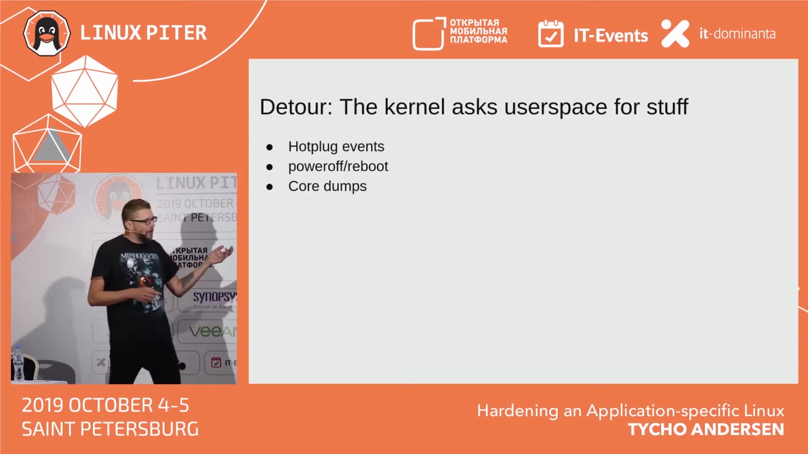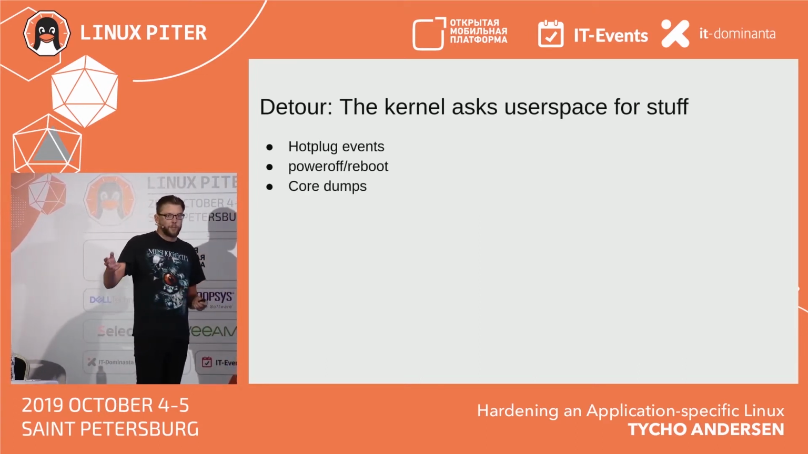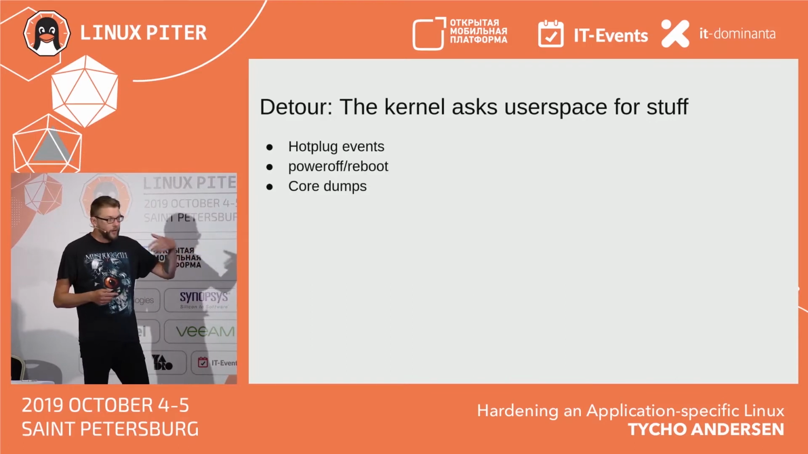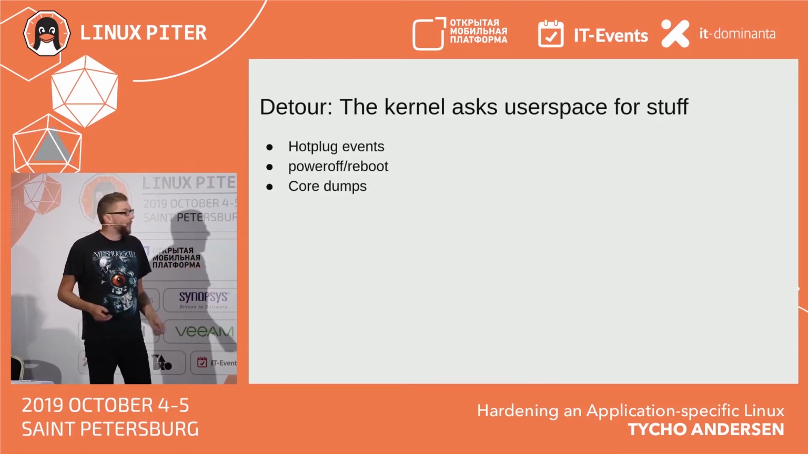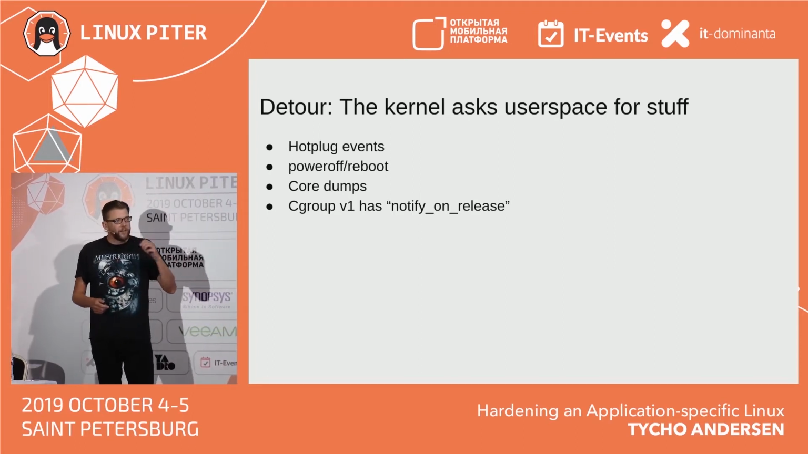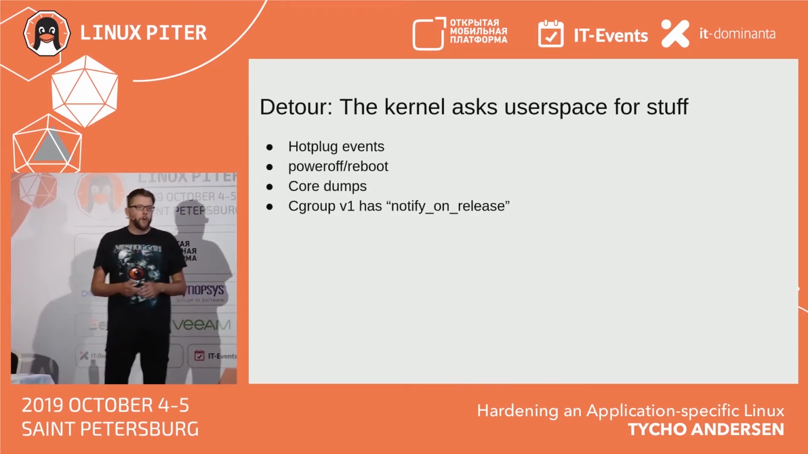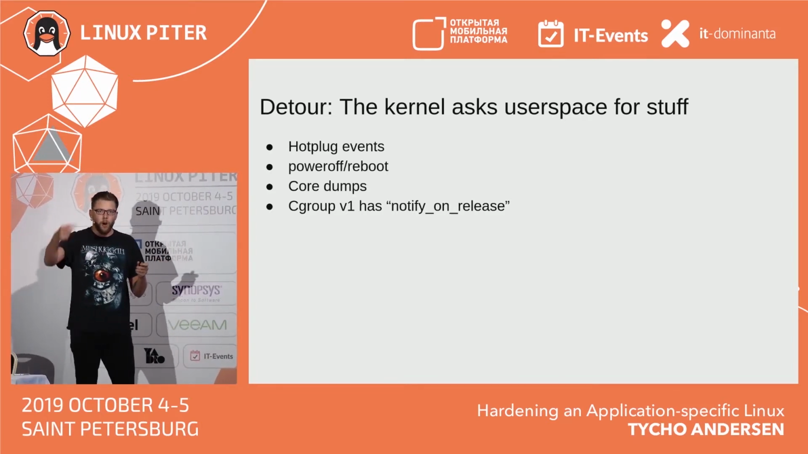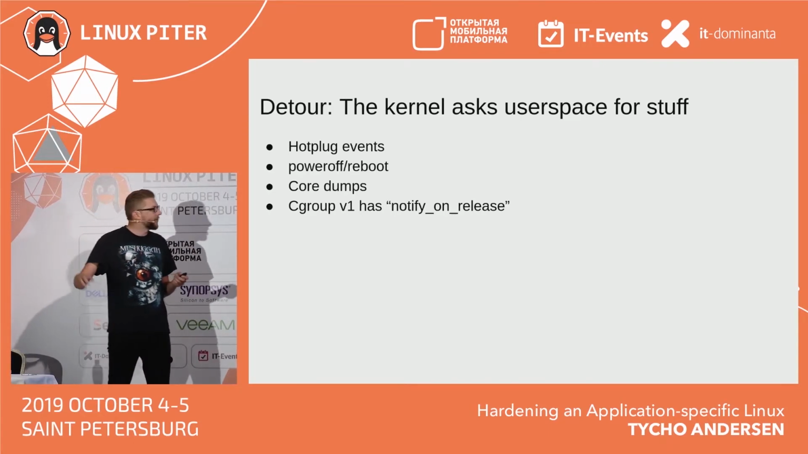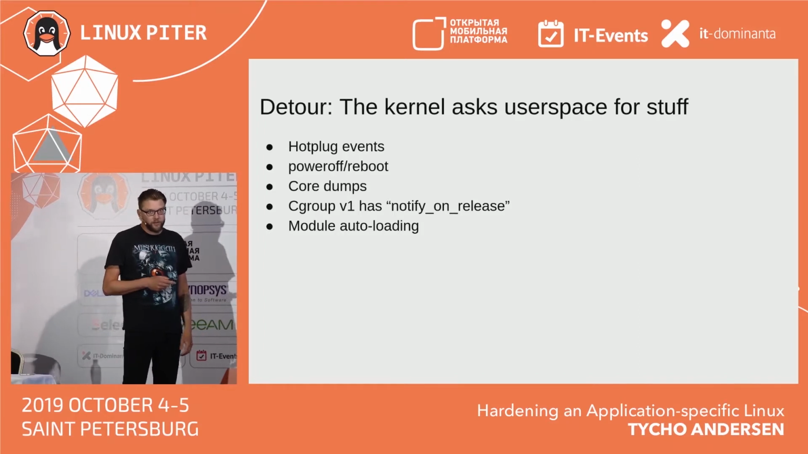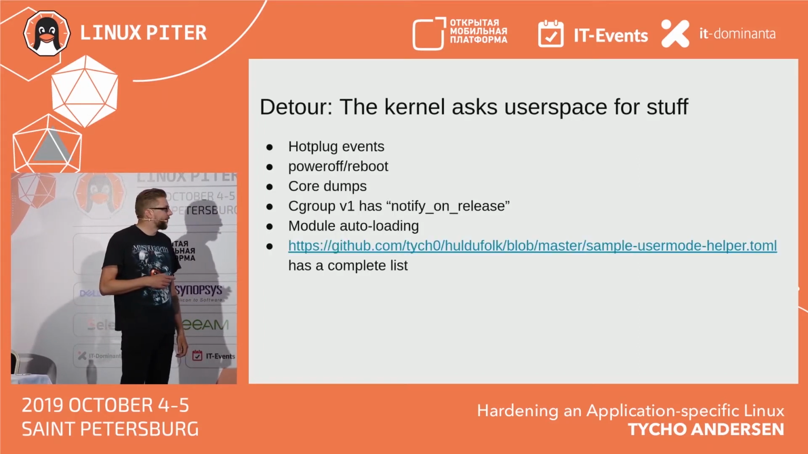Power off and reboot. If there's a core dump, the kernel says, hey, this process dumped core. It invokes the core pattern, maybe in the sysctl, maybe you've seen this. That's an example of the kernel calling into user space to say, hey, this bad thing happened, and now you've got to deal with it. cgroup v1 has a notify on release thing where when the cgroup dies, you can set this path and the kernel will call into user space, call that binary and say, hey, this cgroup just died. Module auto-loading is done via this user mode helper stuff.